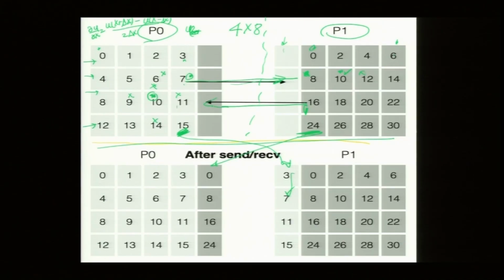So, let us write a code. Please keep in mind that these data are 0 to 15 and these are 0 to 30. I just multiply by 2 to contrast. Every number in P1 is double the corresponding number in P0.